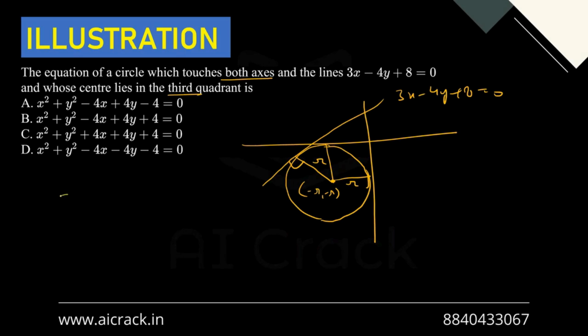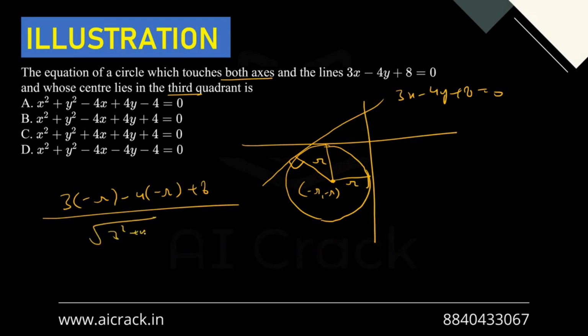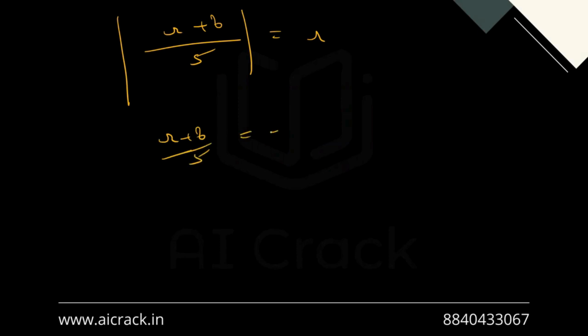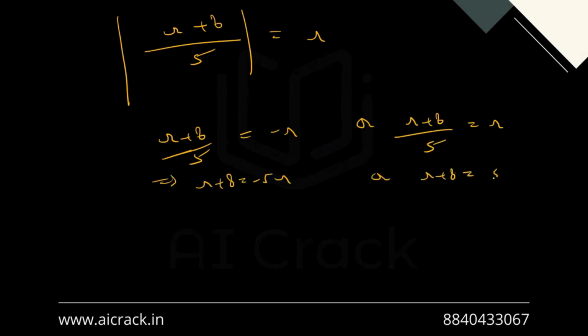So I'll write the formula as modulus of 3 times minus r minus 4 times minus r plus 8, divided by under root 3 square plus 4 square. That should be r, right? So that would give me modulus of minus 3r plus 4r, that becomes r only, and r plus 8 divided by 5 equals r. Now if you open it with two signs, you'll be getting r plus 8 divided by 5 equals minus r, or r plus 8 divided by 5 equals r. That becomes r plus 8 equals minus 5r, or r plus 8 equals 5r, right?